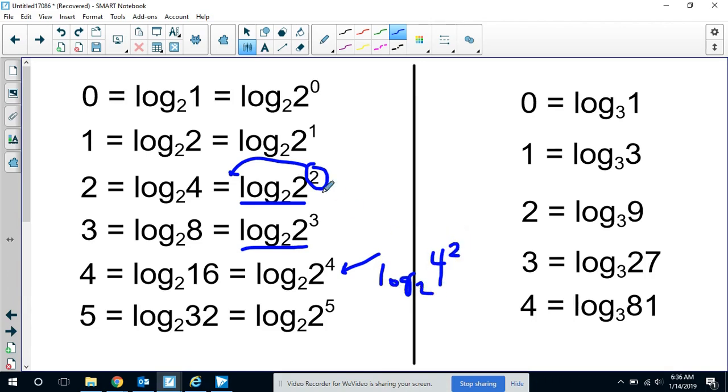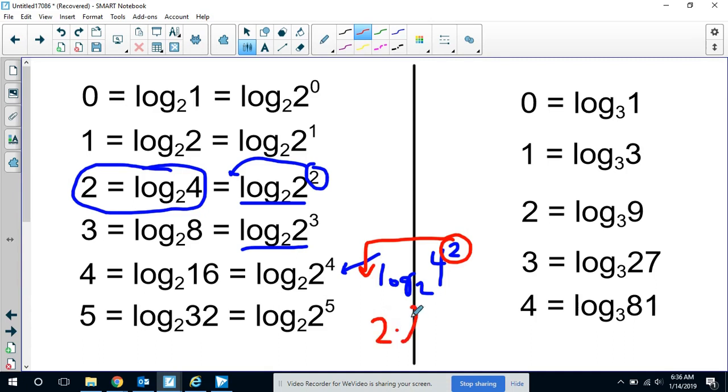Log base 2 of 4, I already know is 2. But let's say that I take this exponent and rewrite it as a multiplier in front. So now I have 2 times log base 2 of 4. And I know that log base 2 of 4 is 2. So 2 times 2 is 4. Well, that was exactly what we said the answer was.